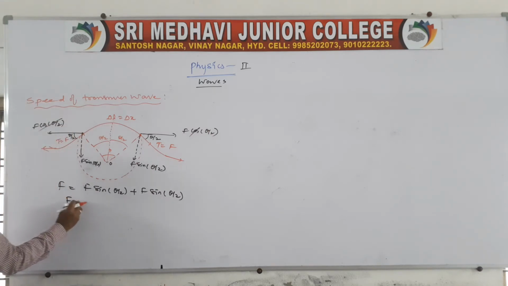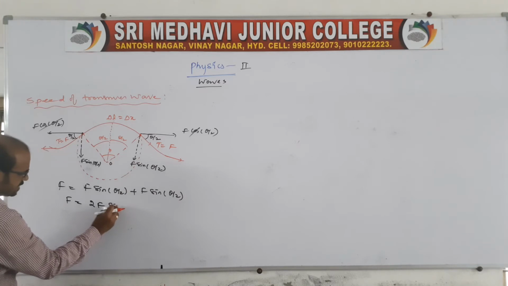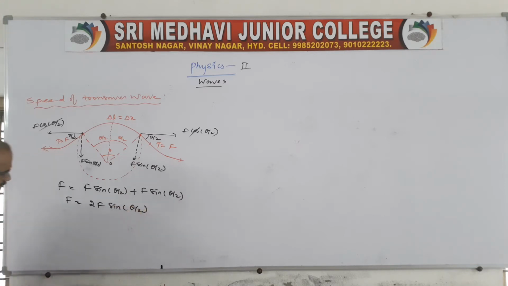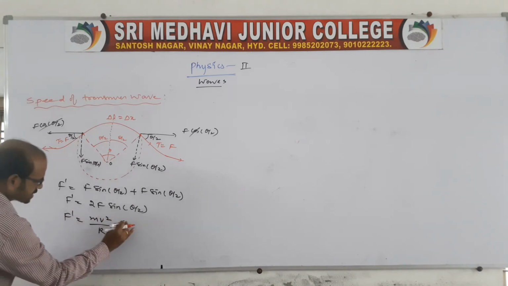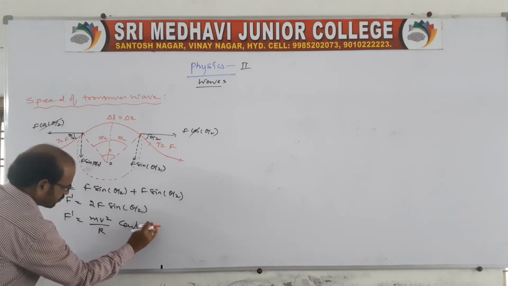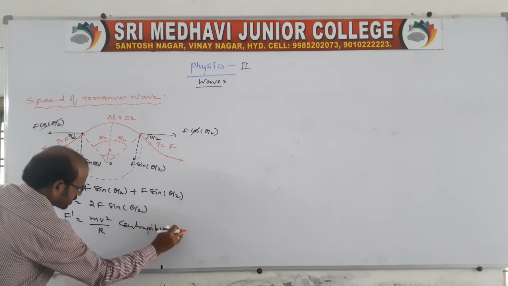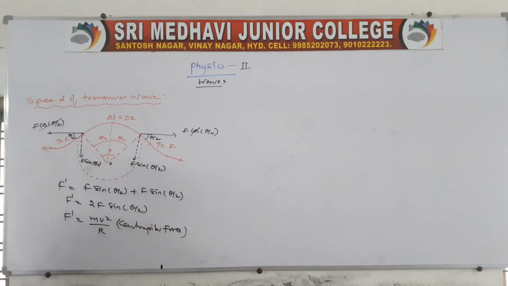Here this is 2F sin theta by 2. This F is represented as the centripetal force and it is pulling vertically down. Don't cancel these two; you say F dash, or better, the resultant also we can say. So we can say the centripetal force is nothing but mv square by r. This is the centripetal force, and it is the resultant also.